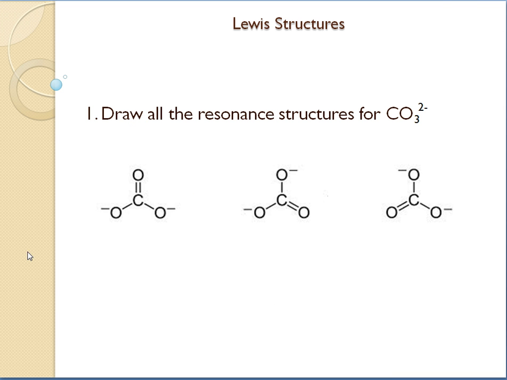So now we do the resonance structures. These are the 3 resonance structures. There's 3 different places where the double bond can be in the molecule.